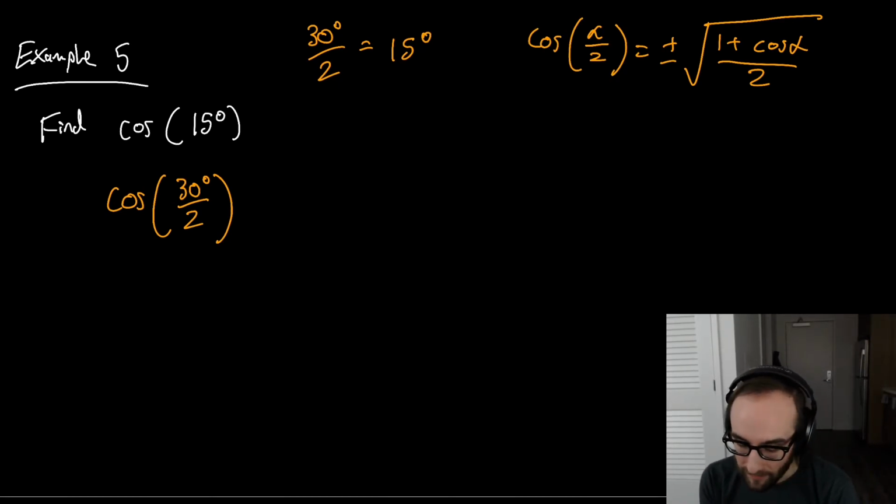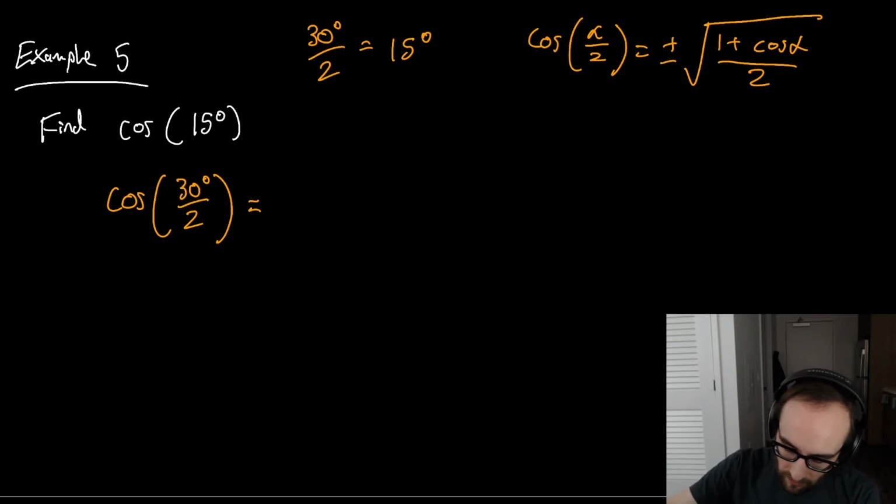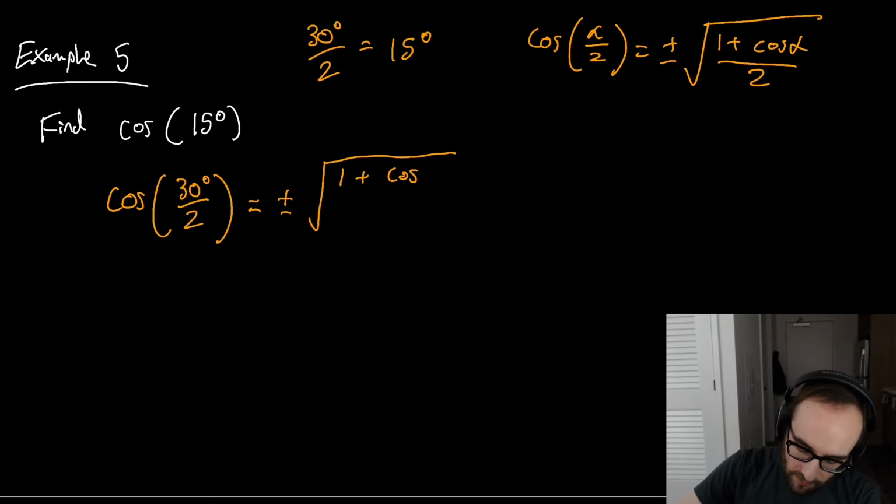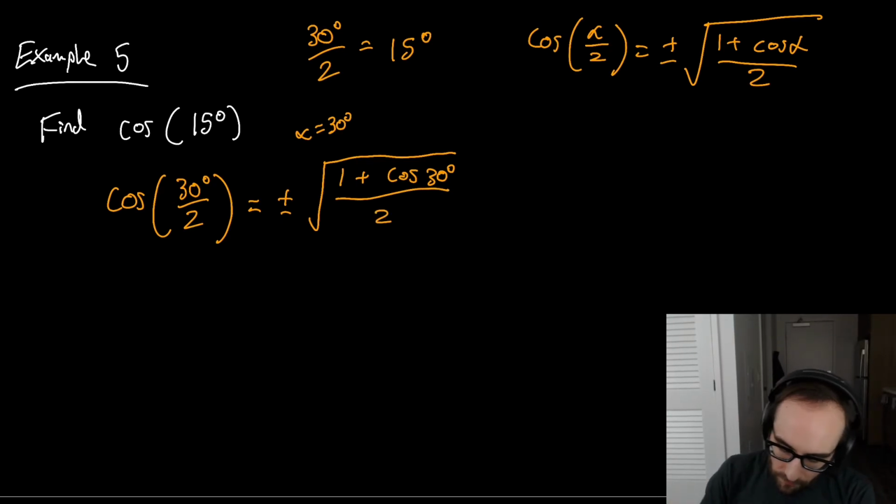Okay, great. So cosine of 30 degrees over 2 is equal to plus or minus the square root of 1 plus cosine of alpha, which I'll just write out right now. In this case, alpha is 30 degrees. So we have 30 degrees in this numerator: cosine of 30 degrees, all over 2.